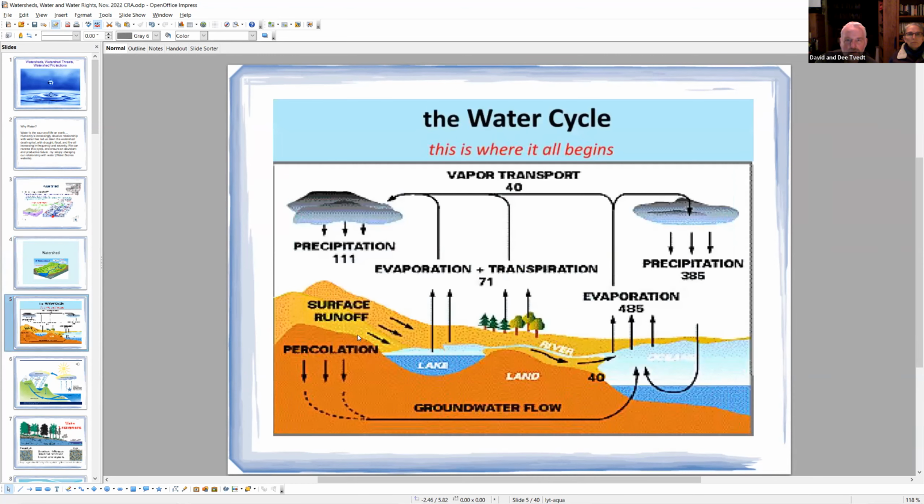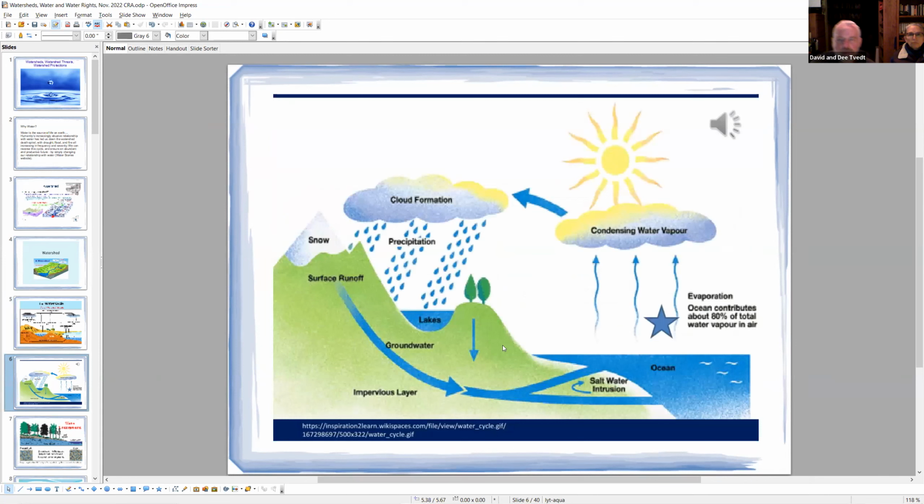And the water cycle, this is where it all begins. So you get precipitation, surface runoff goes to the lake, a lot of it percolates into the ground, and then it can go into this lake, it can go into the ocean. Rivers generally flow out of lakes unless they're landlocked and go to the ocean. You get a lot of evaporation from the oceans that feed the cycle. And here's another diagram of it.